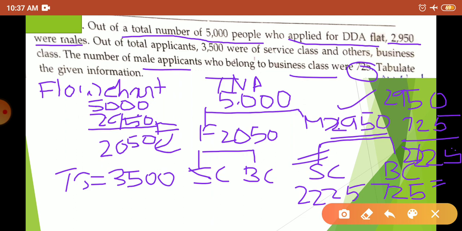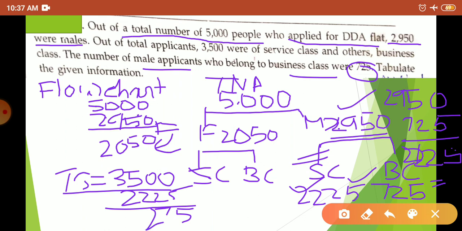Now it is time for female. We know the total service class is 3,500. Within that 2,225 are male, so whatever remains are female. So we are going to subtract this number 2,225. 3,500 minus 2,225 will be 1,275. ये हो गया बिजनेस सर्विस क्लास का नंबर.